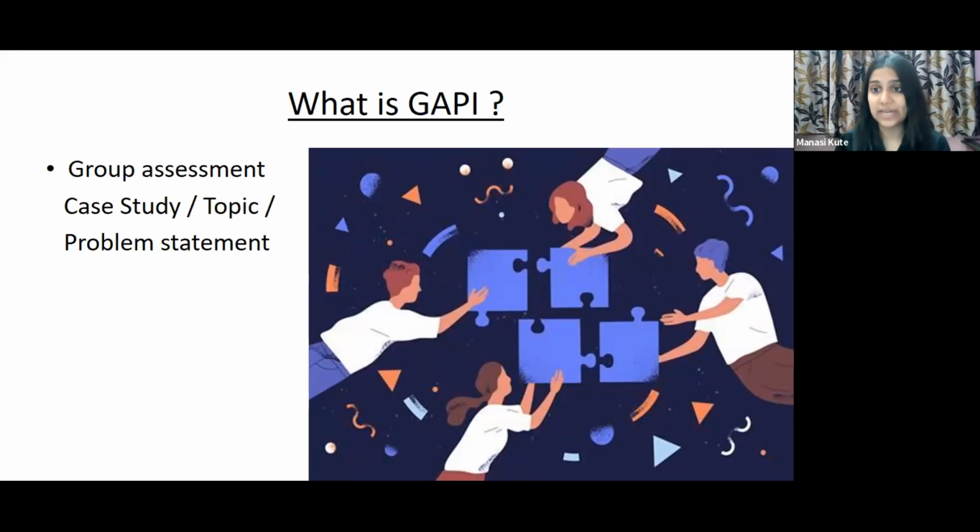So what is GAPI? Group assessment. Normally we used to have one topic given, and then we have to discuss it among whatever group members we have. But this time it's going to be a little different. You will be given a topic, a case study will be presented, and you have to give a solution on it.